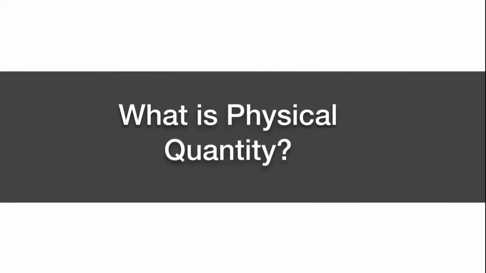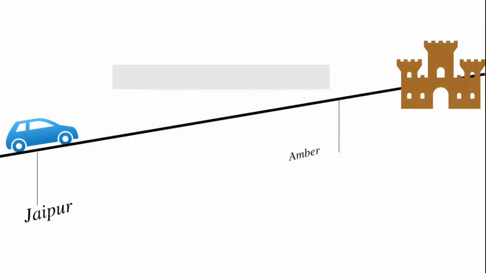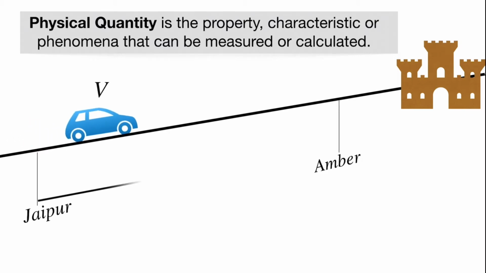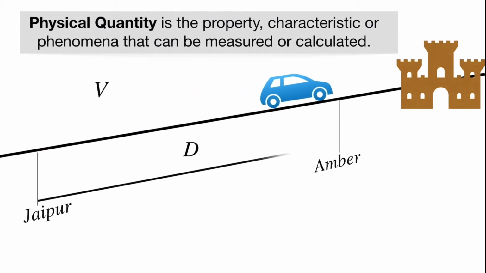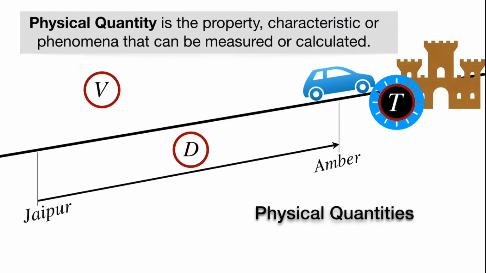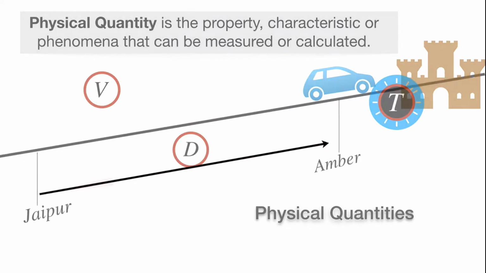What is a physical quantity? A physical quantity is a property, characteristic or phenomenon that can be measured or calculated. A car is moving from Jaipur to Amer with velocity v and it covers distance d in time t. Here velocity, distance and time are the characteristics of car motion which can be measured. These quantities are known as physical quantities.